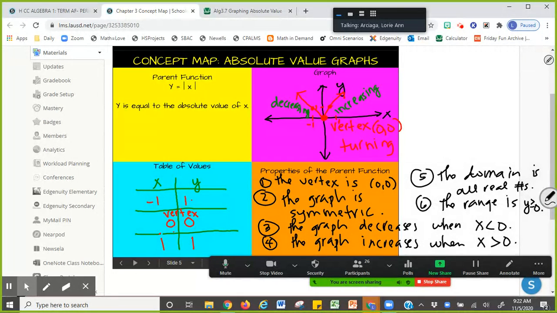So that concludes our graphic organizer. So copy that down. Let me know when you're done, and I will switch back to the decimals.